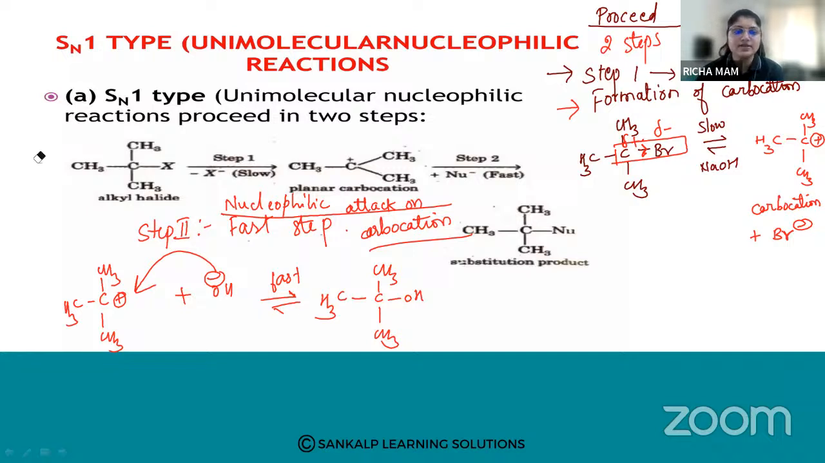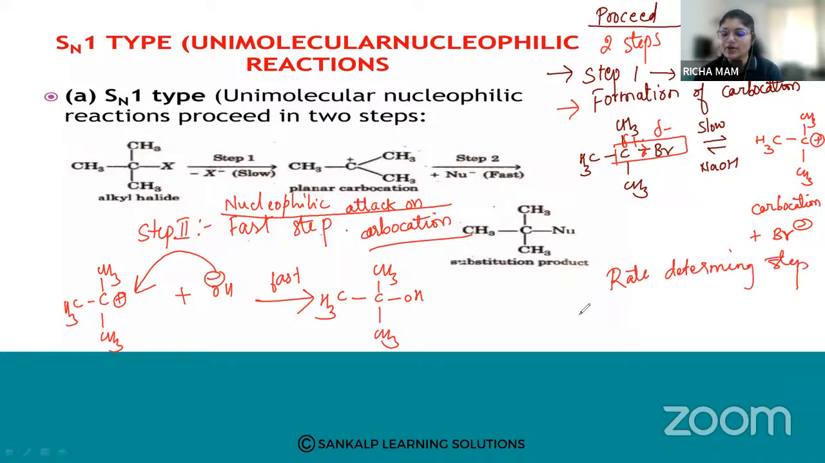Okay, this first step is not a reversible step; it will go forward. The first step is the slowest step. This is called the rate determining step.